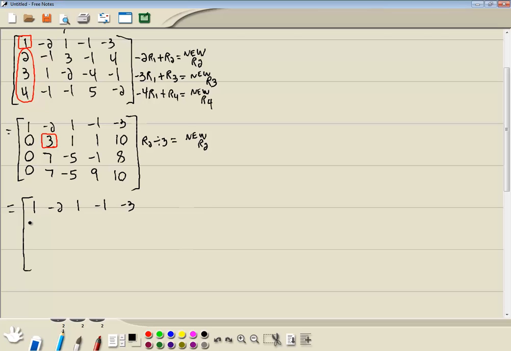Okay, 0 divided by 3 is 0. 3 divided by 3 is 1. 1 divided by 3 is 1/3. 1 divided by 3 is 1/3. 10 divided by 3 is 10/3. And then the other rows just carry down.